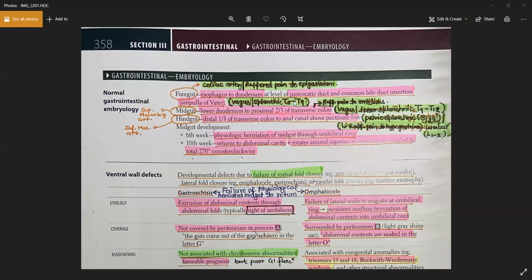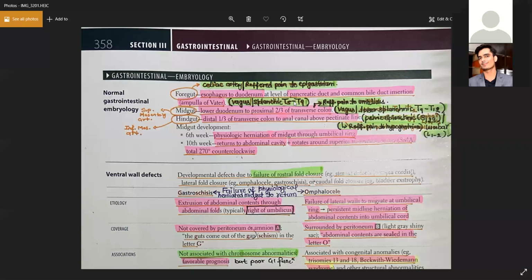Okay, first thing is basically the embryology again. For this part, you need to understand what structures in the GI system derive from which embryological part. We have three structures initially in the embryo: the foregut, the midgut, and the hindgut. These will form all the structures of your GI tract.